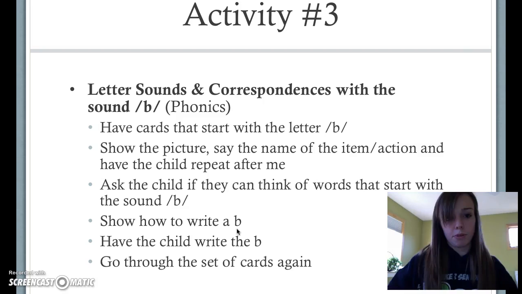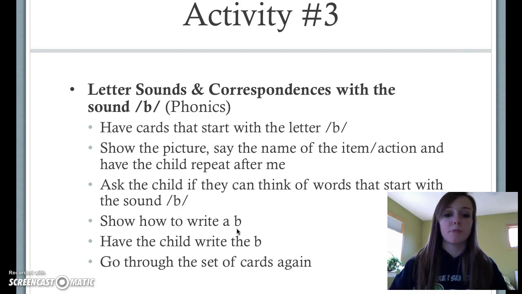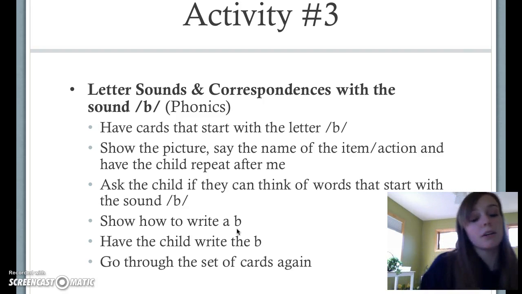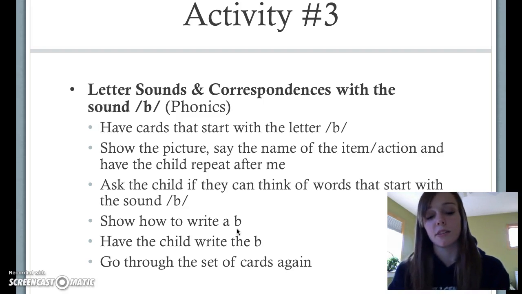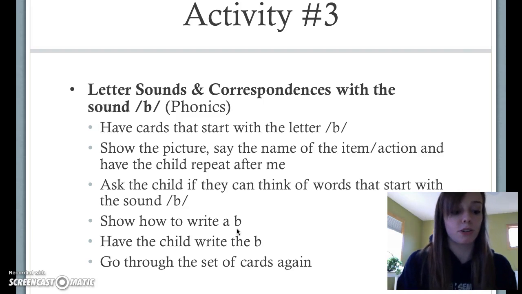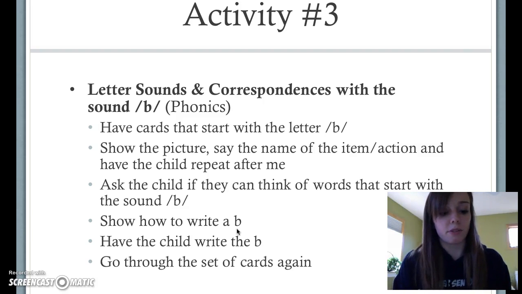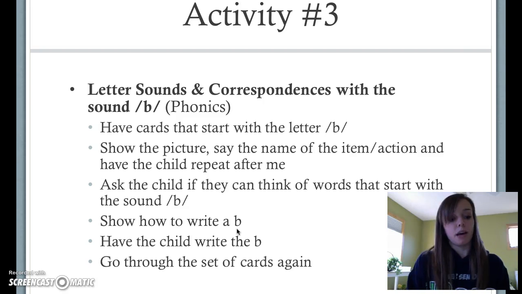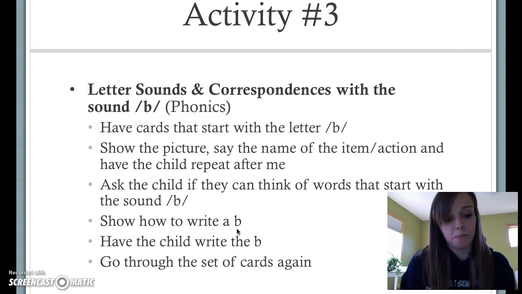For activity number 3, letter sounds and correspondences, I chose the sound B because it's the start of the word book. So I would start with having pictures of things that start with the sound B. So I came up with book, ball, bird, bear, boat, banana, and bake.